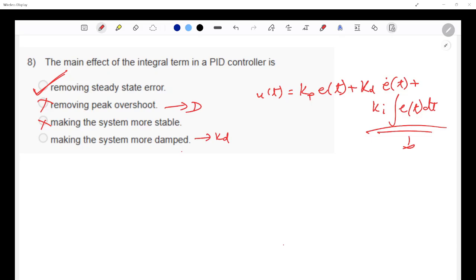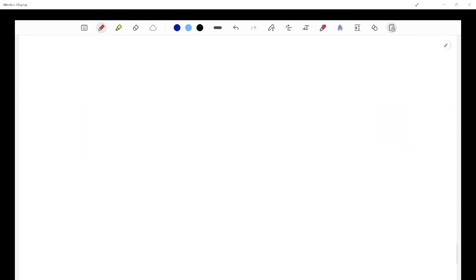So you just have to remember, if you want to eliminate the steady state error, I is the perfect thing. If you want to damp the oscillation, D is the perfect thing. Without I, there would always be steady state error. So integral forces the system to keep correcting until the error is 0. I hope this question is clear. Okay. Let's move to the next question.